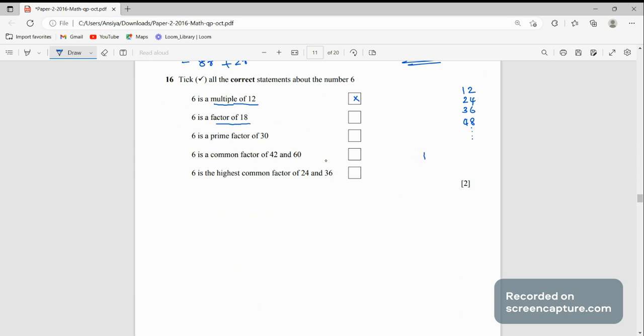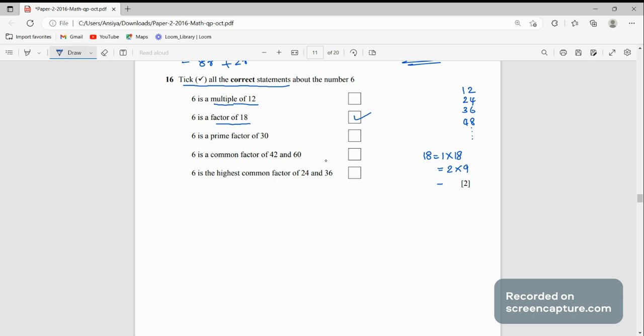Factor means you need to split 18. We can write it as 1 into 18. We can write it as 2 into 9. We can write it as 3 times 6. See, 6 is a factor of 18. Yes. Now, look at the question. It is telling us tick all the correct statements. So maybe more than one. Don't think that after getting one tick, okay, don't move to the next question. You can see it's a 2 marks question.